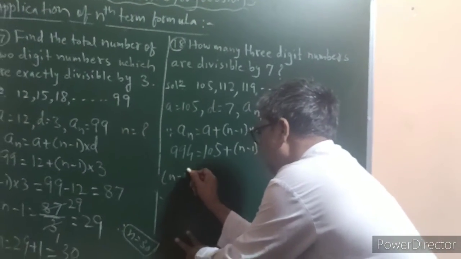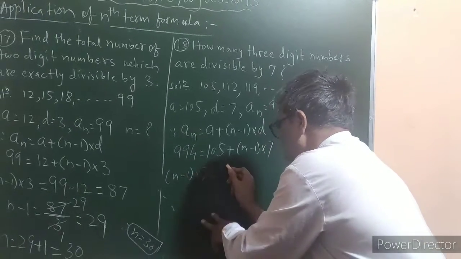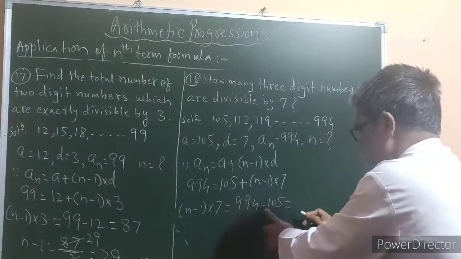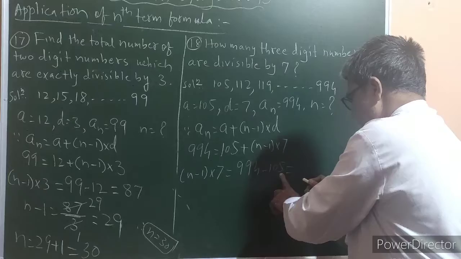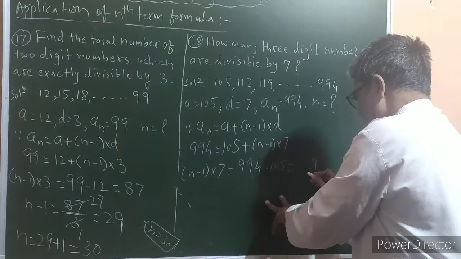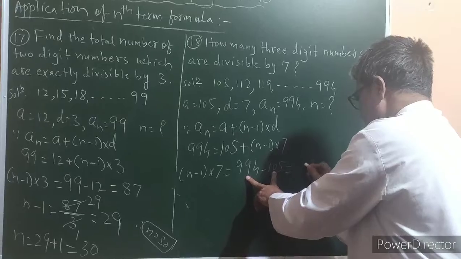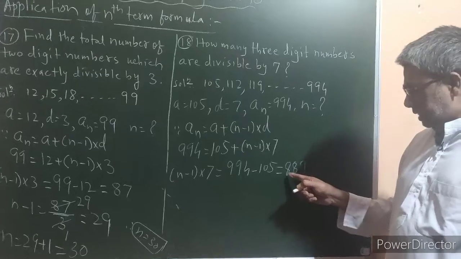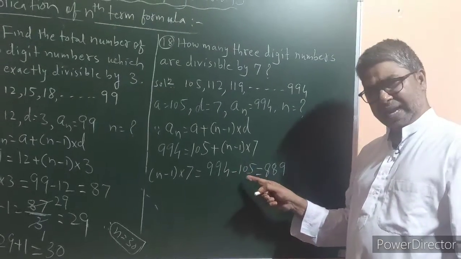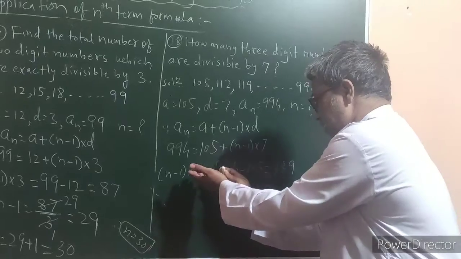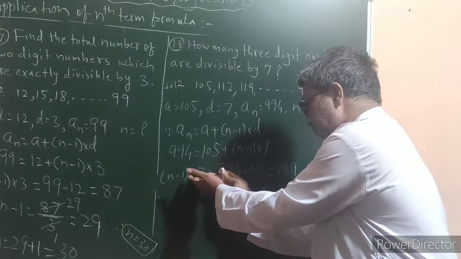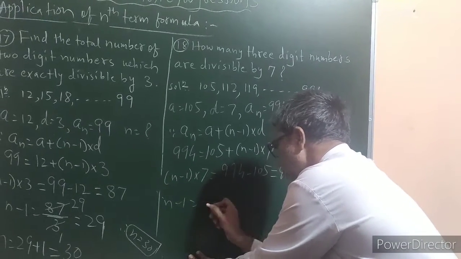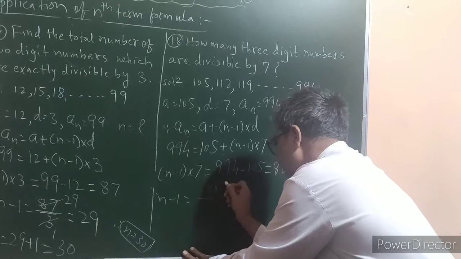So the step will be n minus 1 multiplied by 7 is equal to 994 minus 105, and 889 is the difference of 994 and 105. In the next step, you shift 7 to the RHS, so n minus 1 is equal to 889 divided by 7.